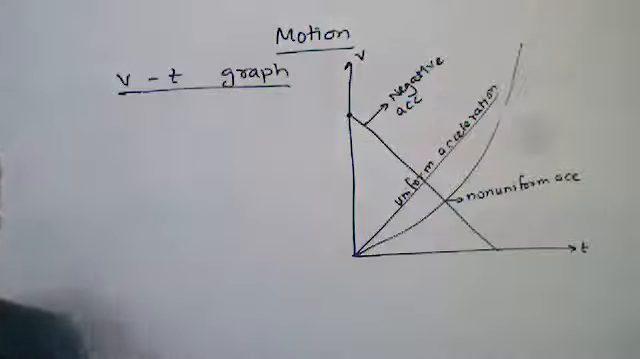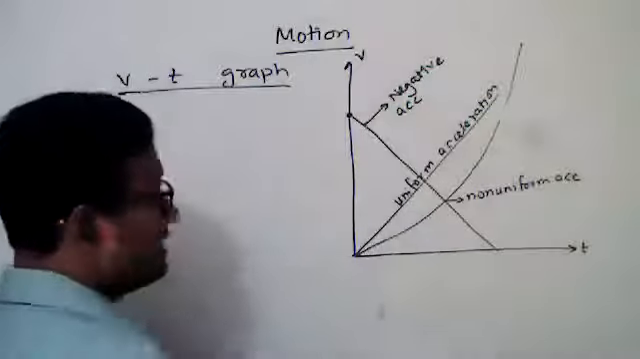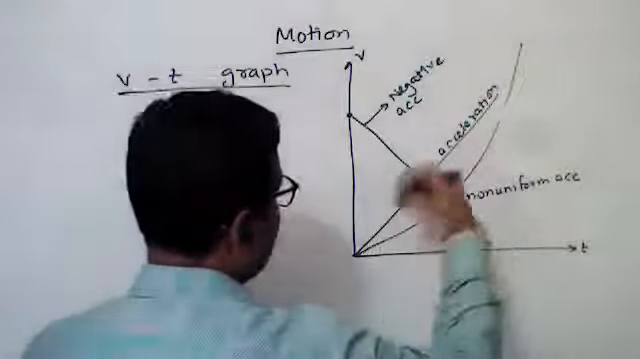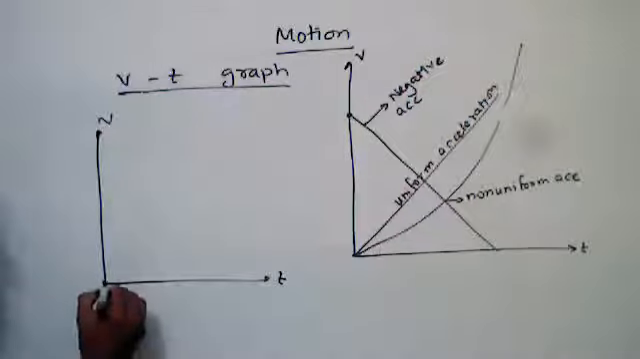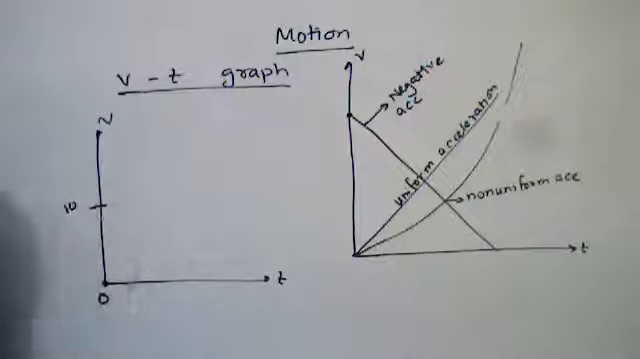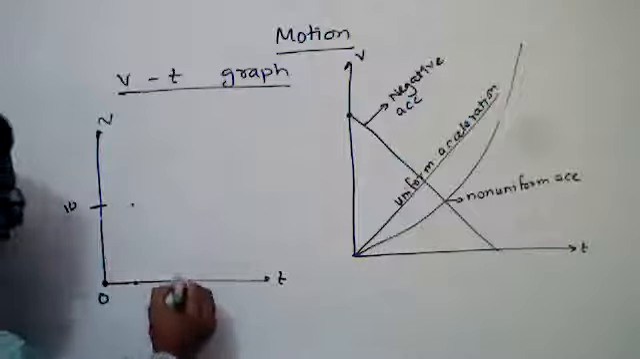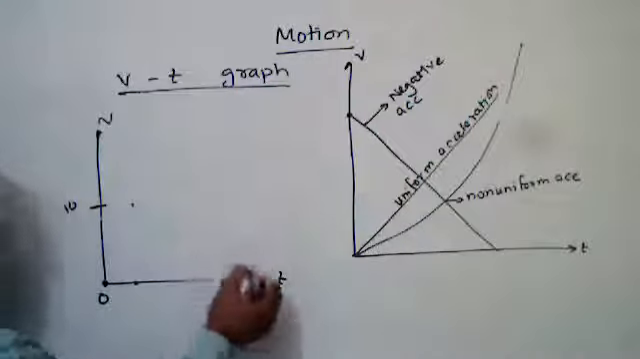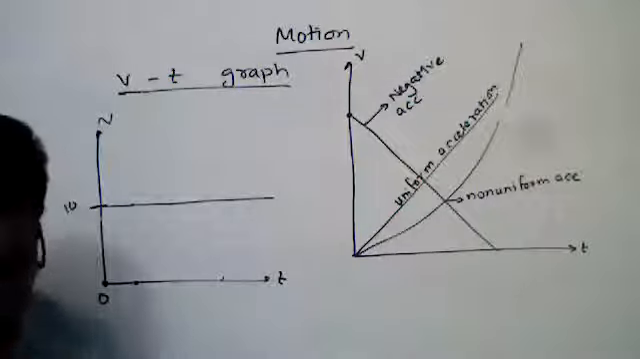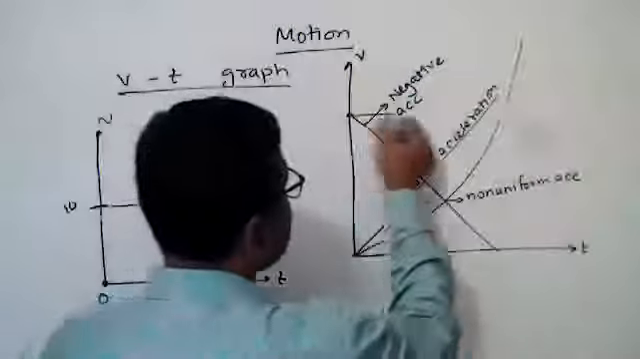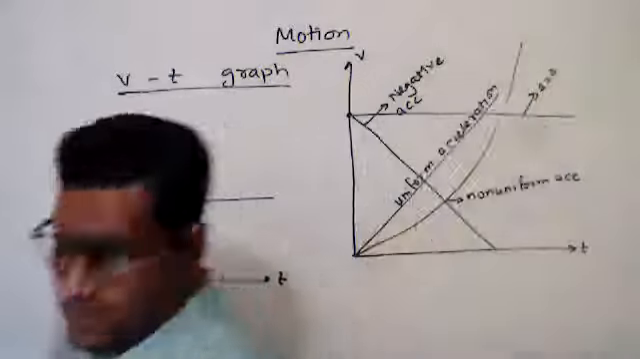Okay, negative acceleration. And if time passes but there is no change of velocity, suppose this is the time and this is the velocity, and at 0 time the velocity is 10 meters per second. After 1 second it will be 10, after 5 seconds it will be 10, after 10 seconds it will be 10. There is no change of velocity, so it's a straight line parallel to the x-axis. So here this is the 0 acceleration, a equals 0, or uniform velocity.